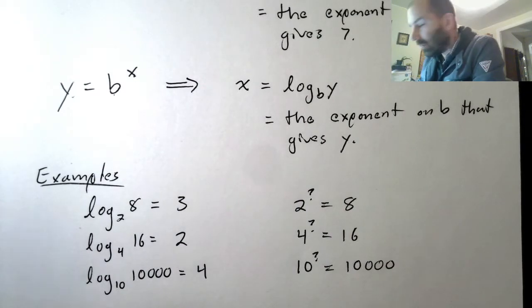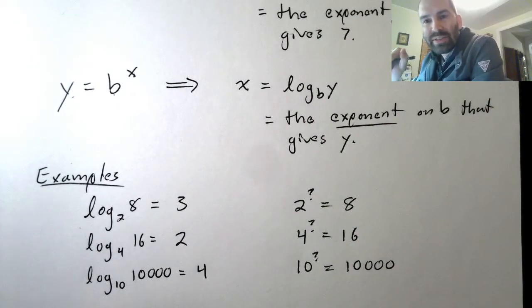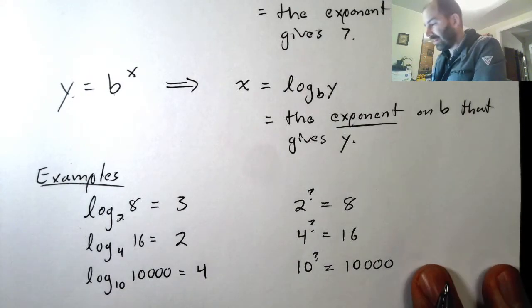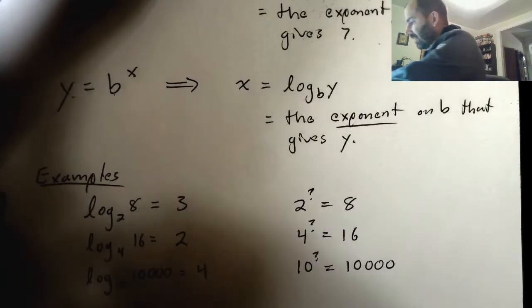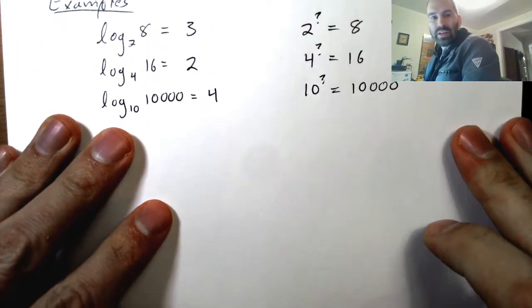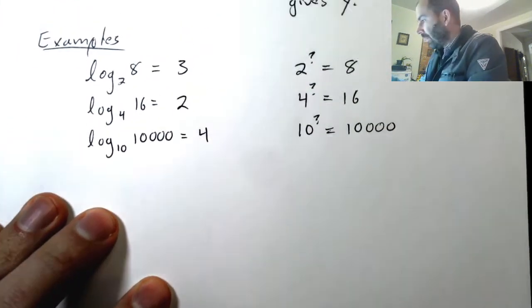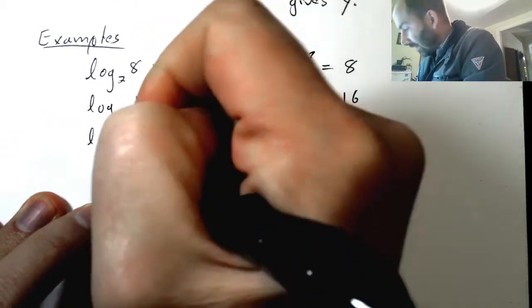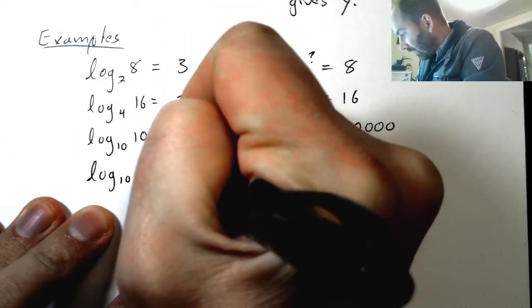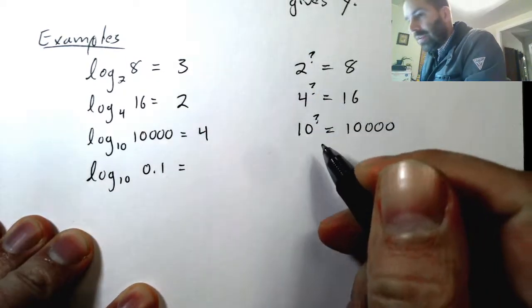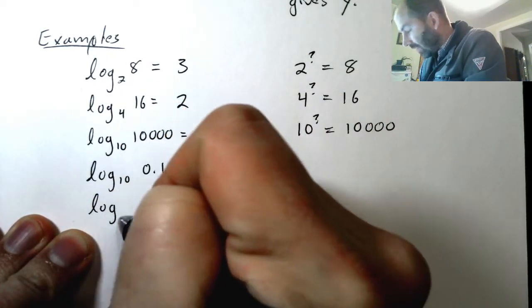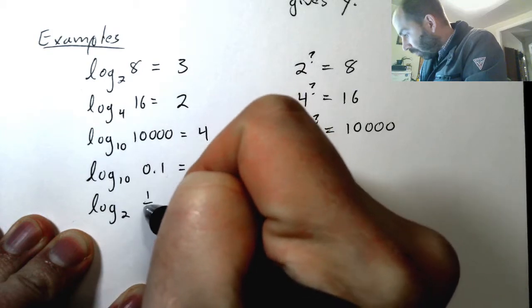So logarithms give you exponents. When you're asked to find the logarithm, think exponent. I'm finding the exponent. Let's do some more here. Let's take a look at log base 10 of 0.1. Let's look at the log base 2 of 1/4.